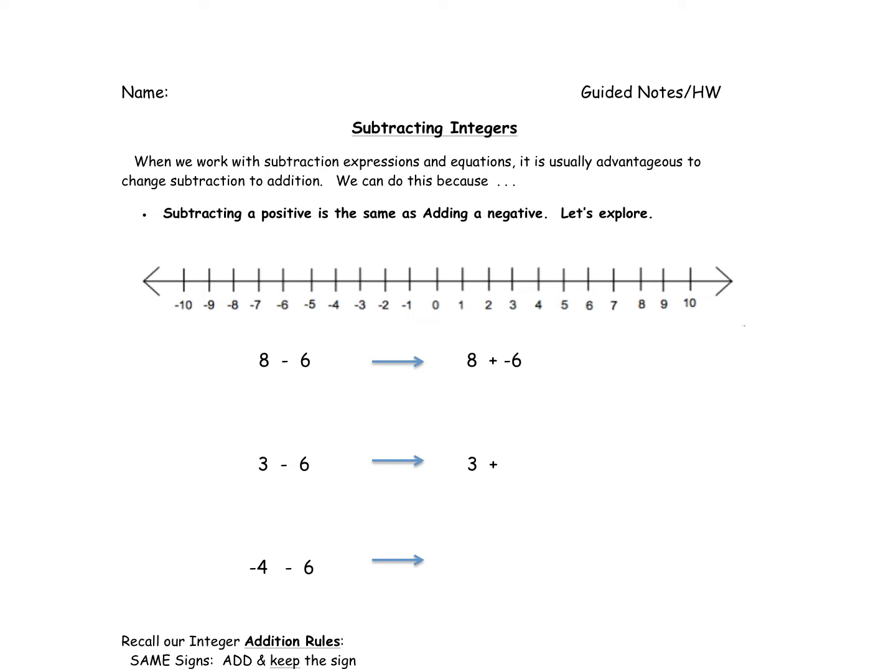Using the number line, we have 8 minus 6. So if we started at 8 and then subtracted 6, we would move down the number line 6 units. So we went to the left. We learned recently that when we add two different sign integers, we're really subtracting. So this would also turn into 8 minus 6. And then we would keep the positive sign and still arrive at 2.